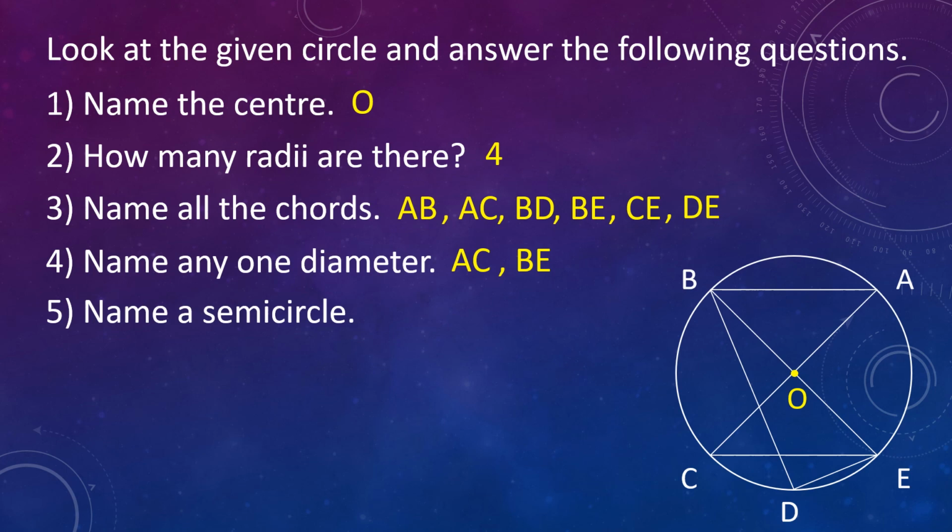Question number 5. Name a semicircle. Semicircle means half of a circle is called the semicircle. So the answer is ABC or AEC or BAE or BCE. You can write any one.